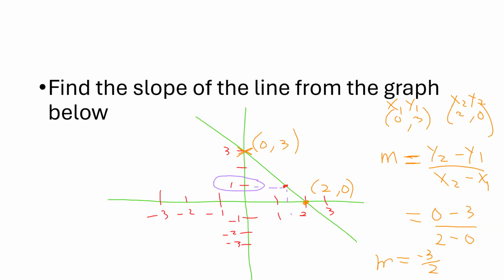Now, if you look at the line again, from left to right, the line is going down, down, down. Anytime a line is going down from left to right, it is going to have a negative slope. So it's no surprise that my slope is negative, -3 over 2.